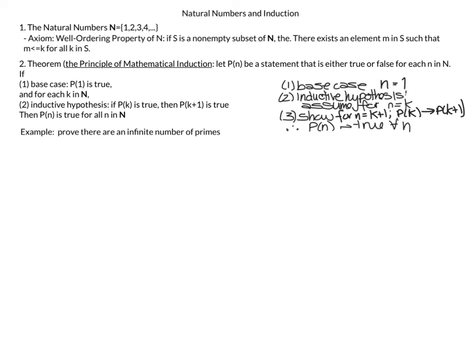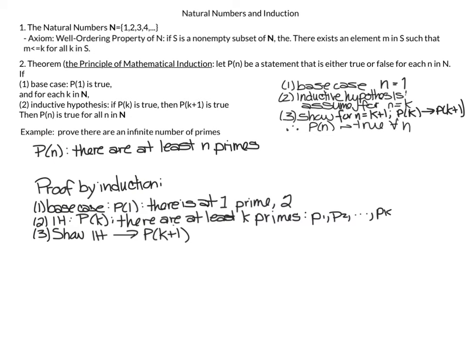As I had mentioned, induction is about the natural numbers, but there are ways you can use induction in a very clever way. For example, I believe this is a Euclid proof, to prove there are an infinite number of primes. And the first challenge of this is to formulate our P of n. Our P of n is going to be: there are at least n primes.